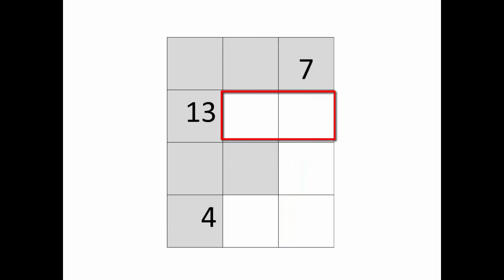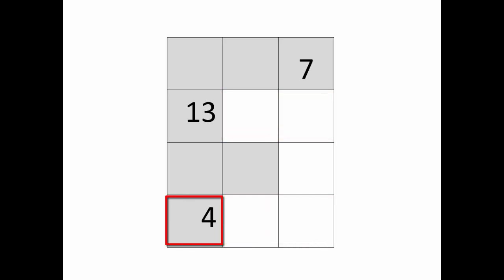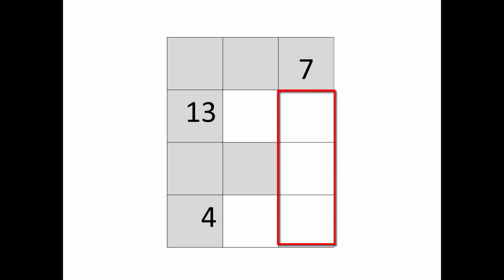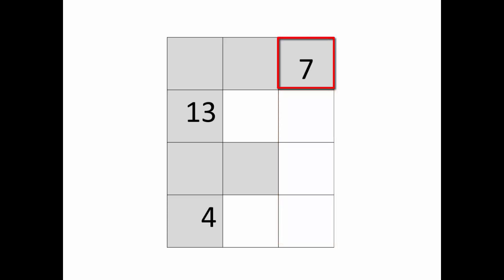Here, the two cells must add up to 13. Likewise, these two cells must add up to 4. Vertical groups are possible. Here, the three cells must add up to 7. The number 7 is shown above the group of cells.